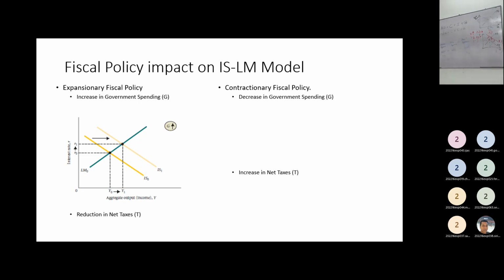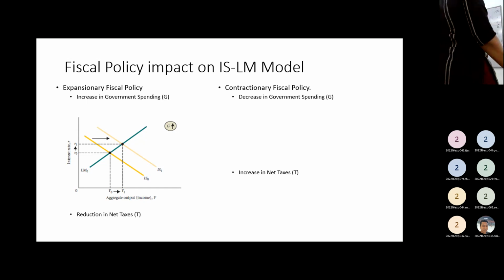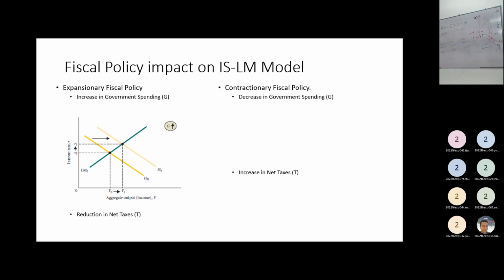So in that case, using the fiscal policy, which curve can you create an impact on? IS curve or LM curve? IS curve. Using the fiscal policy, you can create an impact only on the IS curve. Using the monetary policy, which curve can you create an impact on? LM curve, right? So let's take a look at the fiscal policy first, right?